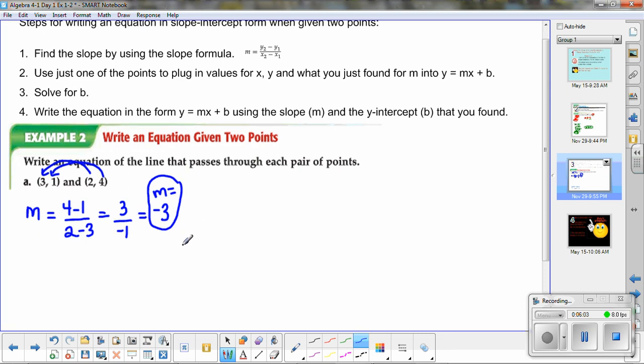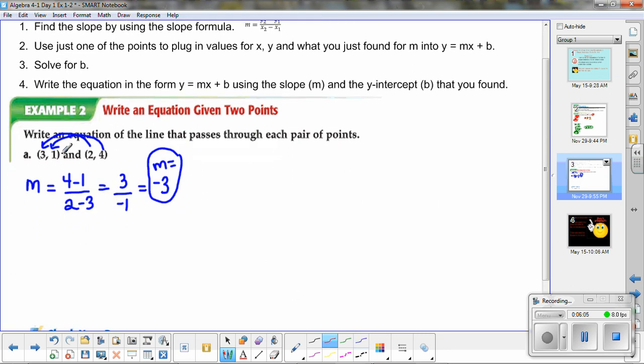And now we're going to continue on by choosing one of the points. It doesn't matter which one you choose. Sometimes I look for the one that I think is going to be the easiest. Maybe it has the nicest numbers or less negatives. I'm going to just go ahead and use this first one for this example. Now I'm going to write down y equals mx plus b.